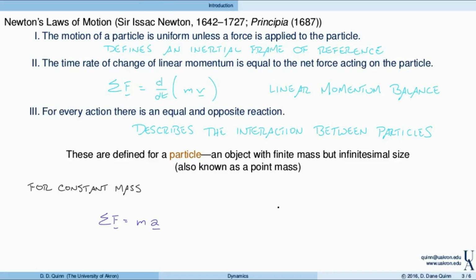And here, the acceleration is taken with respect, once again, to inertial space. So we would be looking at, for example, the change in velocity with respect to inertial space, or the second derivative of position with respect to inertial space.